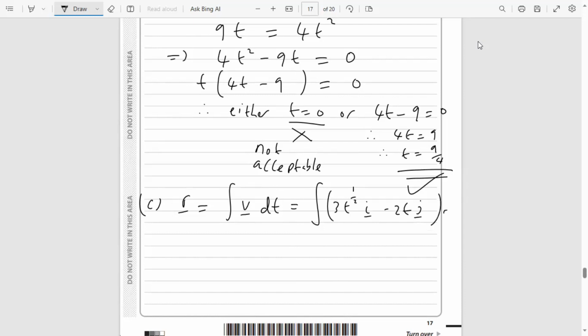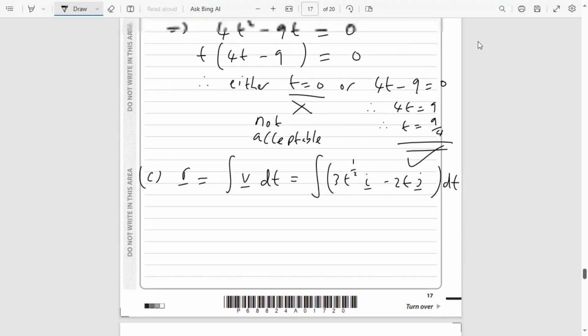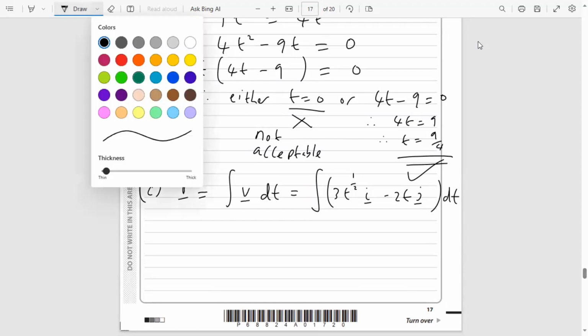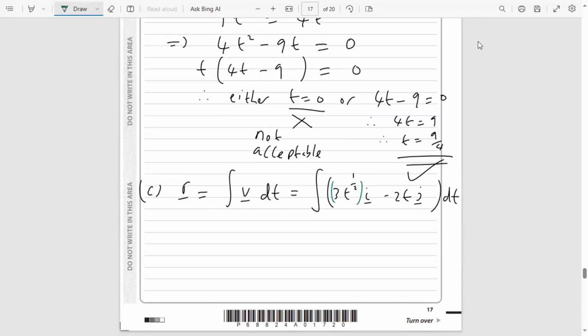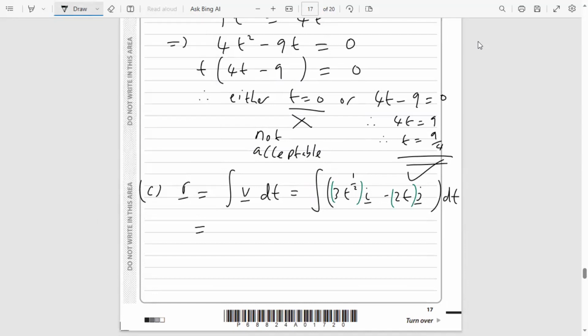And we're integrating this with respect to t. So the way we integrate vectors is just the same as integrating anything else. You integrate the two components individually. So we're going to integrate the i component, so this component, and then we're going to integrate the j component there. Okay, so integrating the i component, this 3t to the power of a half, how would you integrate that?